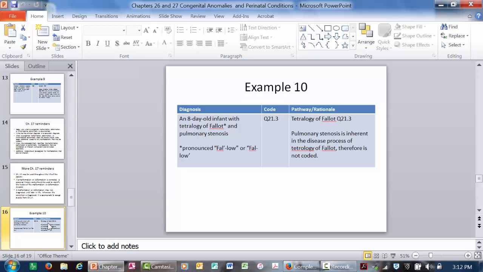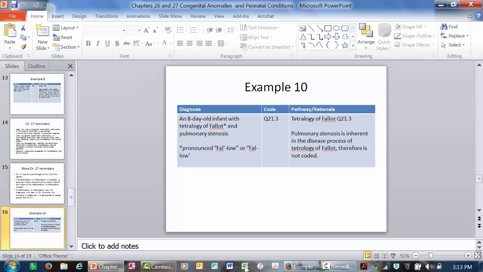If you notice in the guidelines in the front of Chapter 17, they're not numbered the same way as some of the other guidelines because they're just very general. A couple that I've chosen to highlight, and one is the Tetralogy of Fallot, and I have here it's pronounced either Fallot or Fallow, depending on how your doctor or your hospital pronounces it. Main thing is that T, that ending T, is not pronounced. And pulmonary stenosis is inherent in this disorder.